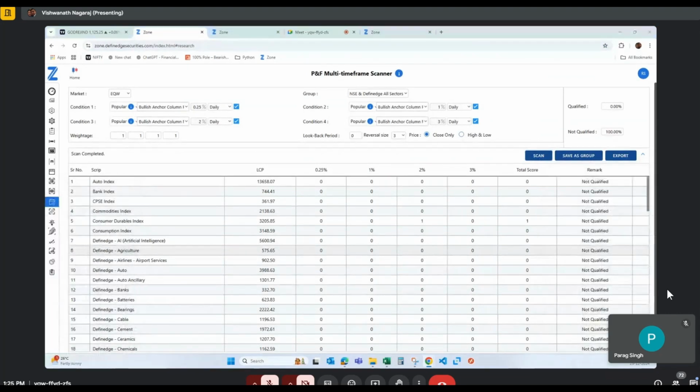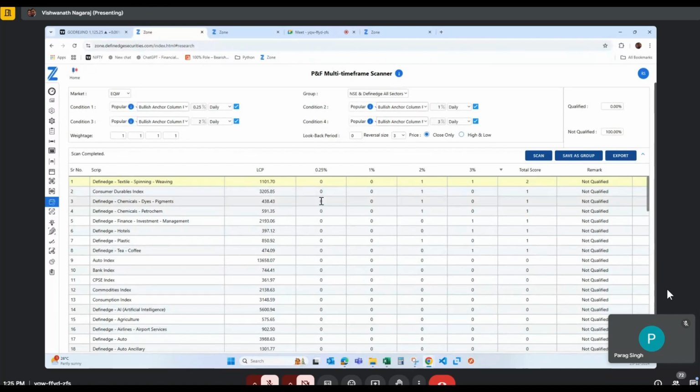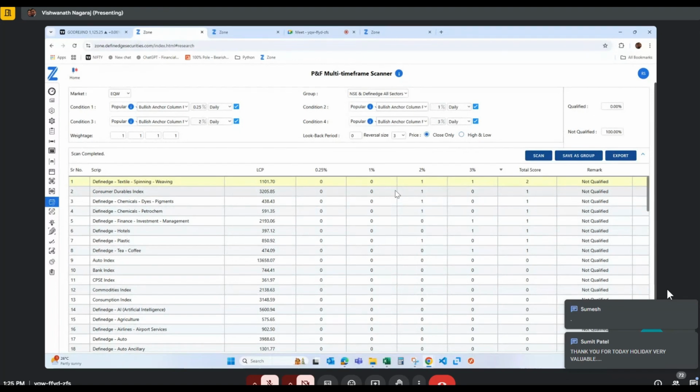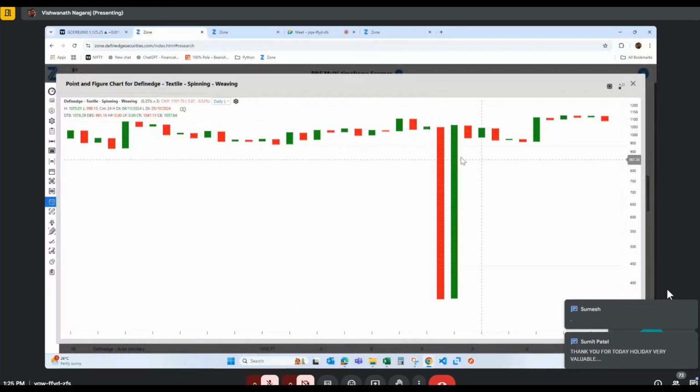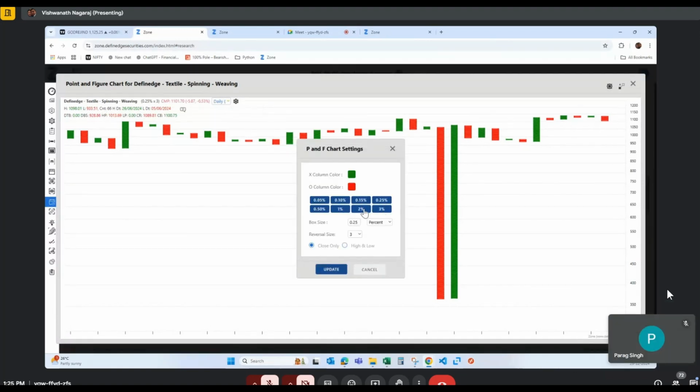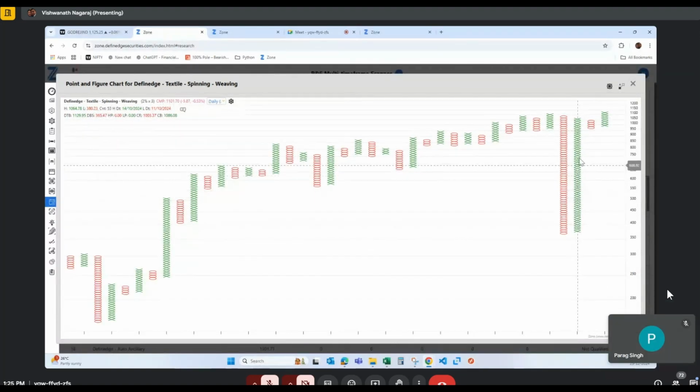Okay, I think by now the scan should be done. Yes. So don't look at this as scores. I don't care. Now this is where I got textile, spinning, weaving at 2 and 3. So now it is available. Let me just go to 2. It's a proper low pole. It's not a 100% pole, but a low pole follow-through, which is one of the strongest patterns.